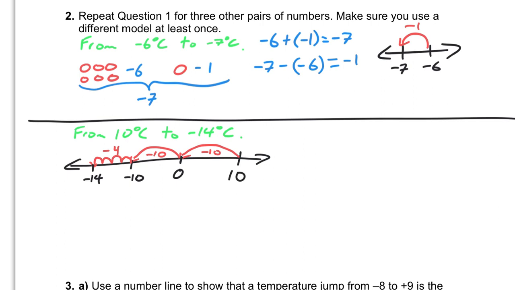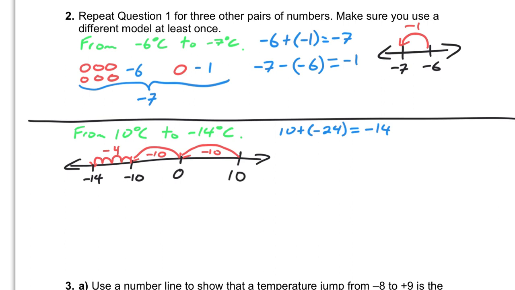Now let's turn them into equations. First, an addition equation. So we started with 10. Then we added a bunch of negative counters, right? We added a bunch of negatives. We added 10 negatives, 20 negatives, 24 negatives. We added 24 negatives to get to our -14.